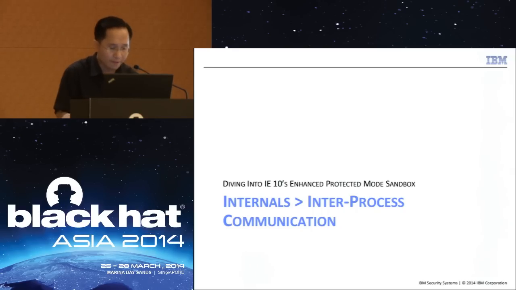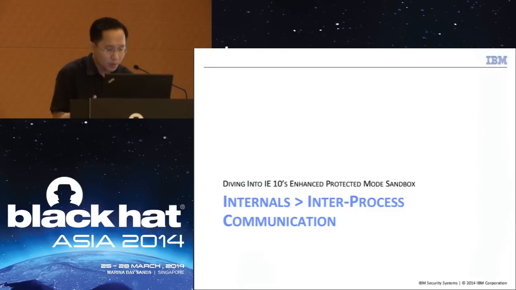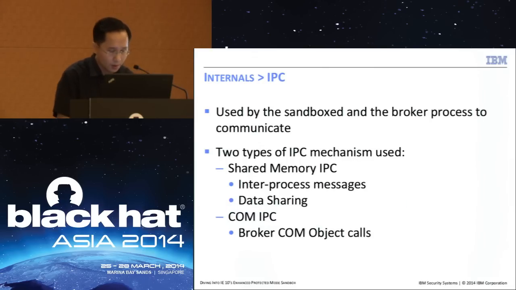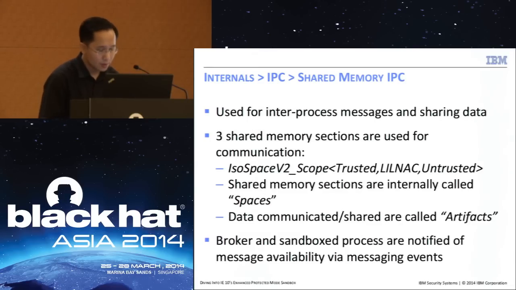I've talked about API calls being forwarded to the broker. Let's now take a look at the mechanisms that make API forwarding and communication between components in the broker and the sandbox process possible. The sandbox and the broker process communicate using two IPC mechanisms, shared memory IPC and COM IPC. The shared memory IPC is used by the components in the broker and the sandbox process for exchanging inter-process messages and for sharing data. Three shared memory sections are created for communication. When the broker process starts, it creates the shared memory sections, and when the sandbox process starts, it opens the shared memory sections.